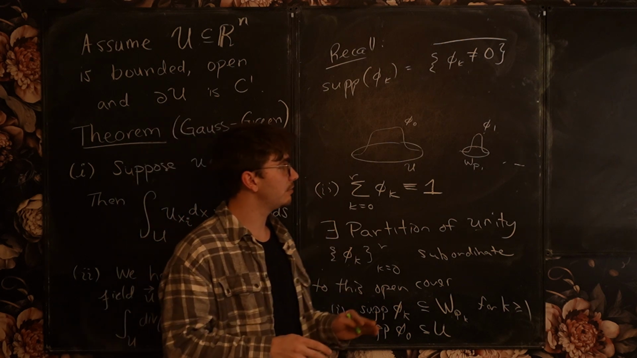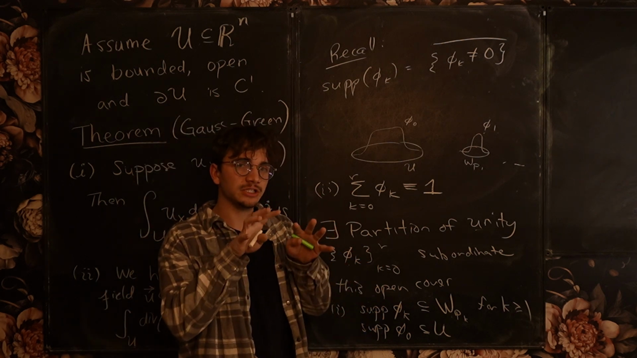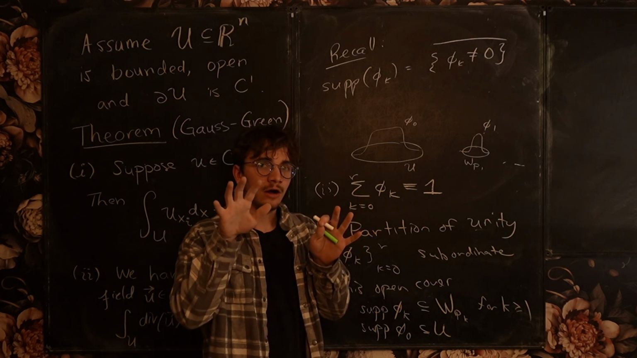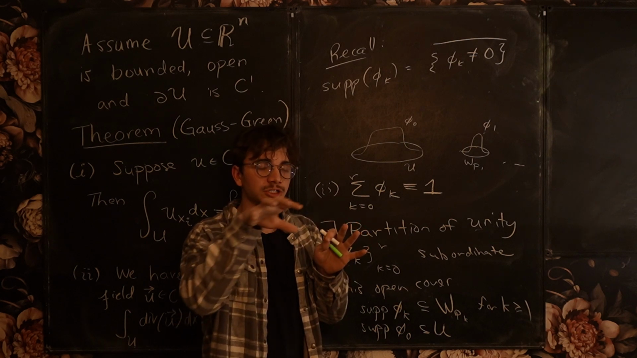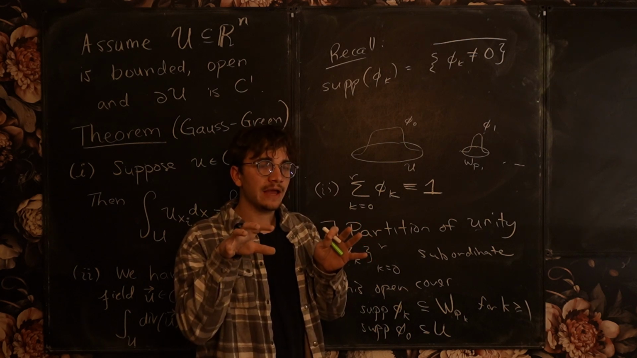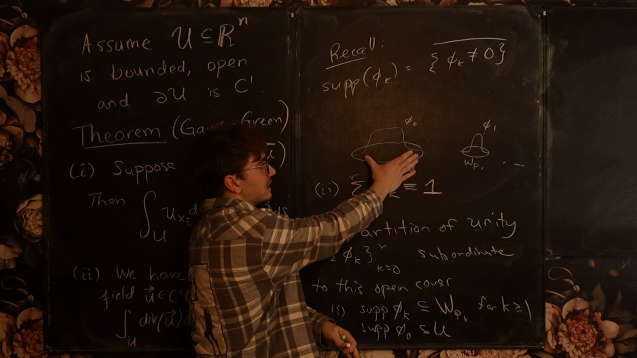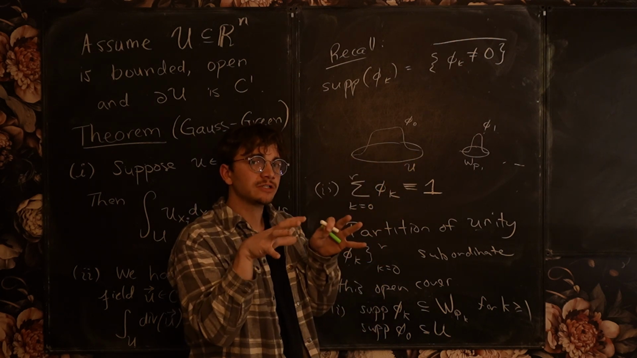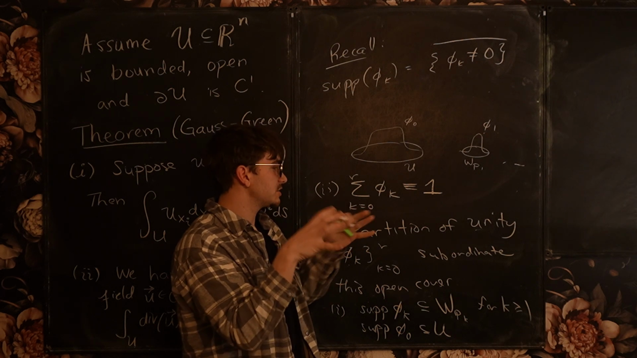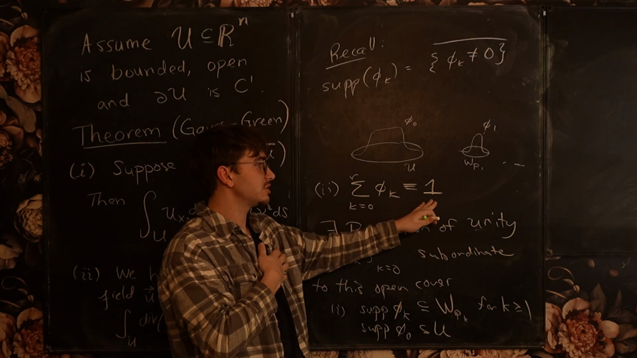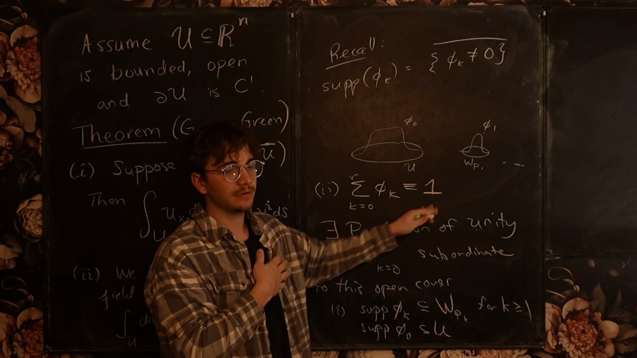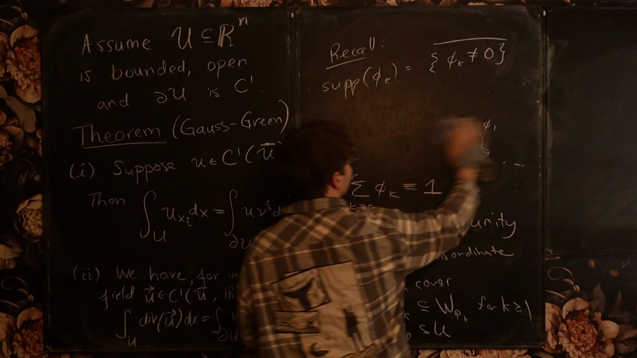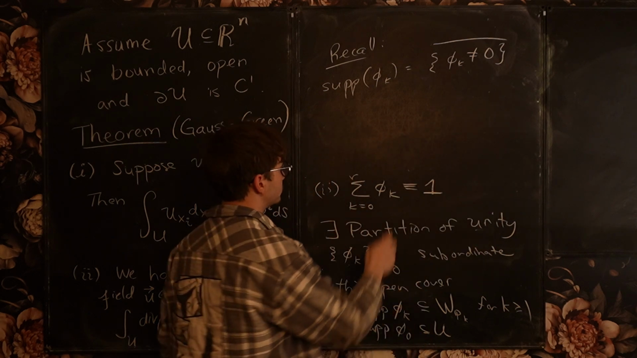And so you could think of them as a bunch of bump functions. I have a bunch of open sets, and on each open set I have a bump function that looks kind of like this, and it's 0 outside of the open sets. But when I add all those bump functions together, I always get 1 no matter where I am. So let's try to draw this. It's going to be hard to draw, but let's try.